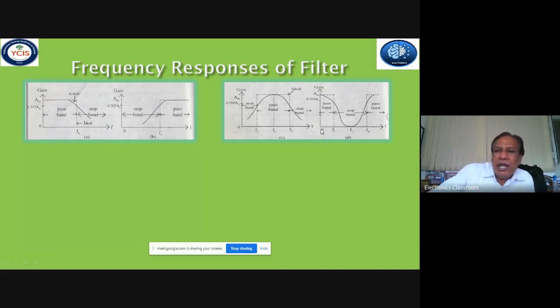Similarly, on the same line, we are going to define the band stop filter. The band stop filter is exactly the replication of the band pass filter. The band pass filter has a downward parabola shape, and as far as the band stop filter is concerned, it has an upward parabola, exactly opposite to that of the band pass filter.